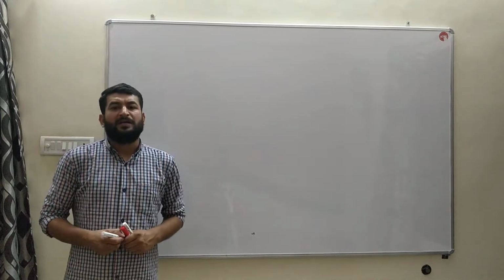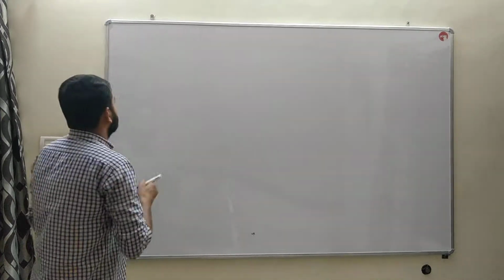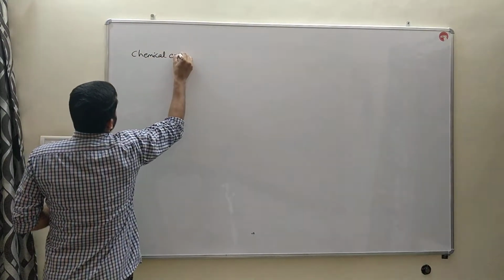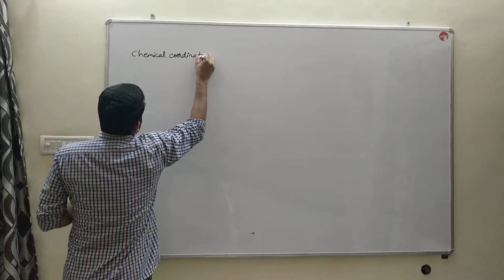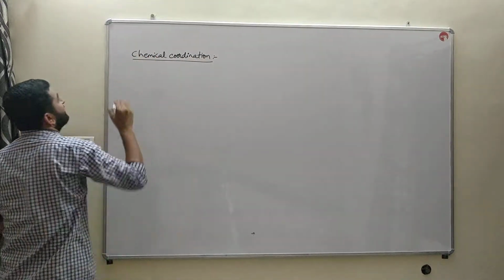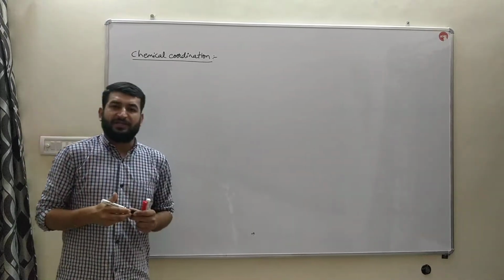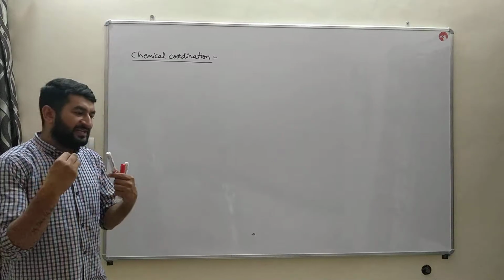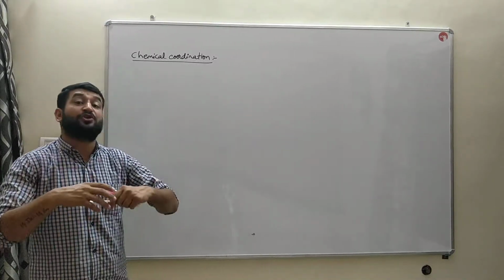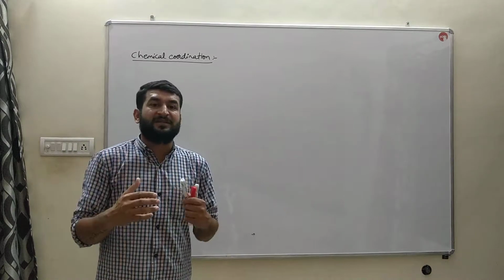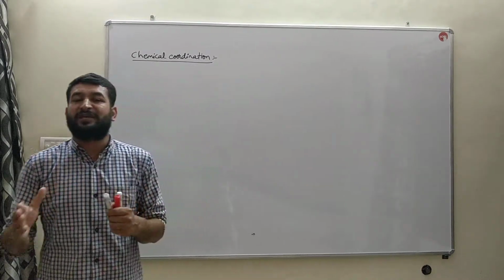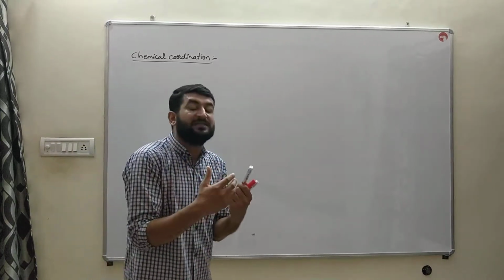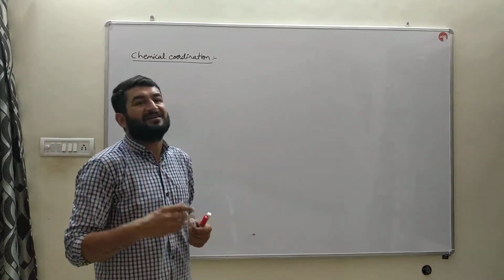Hello children, in this video we will discuss chemical coordination in humans. For chemical coordination we have specialized organs in our body named glands. These glands are specialized cells, tissues or organs which secrete certain chemicals for various metabolic activities, and those chemicals are known as hormones, and these specialized structures are known as glands.